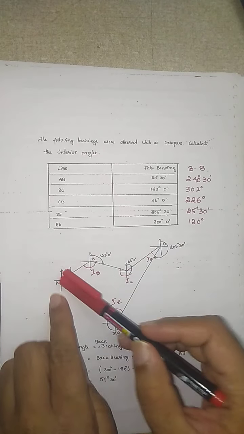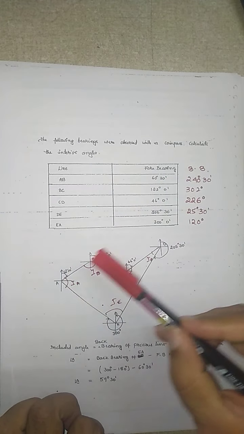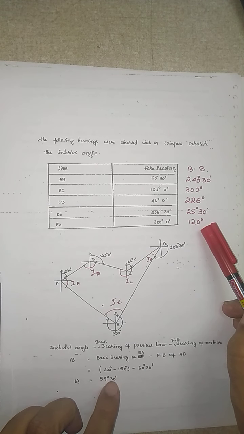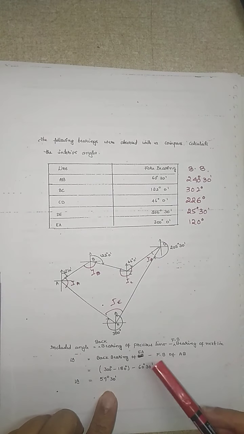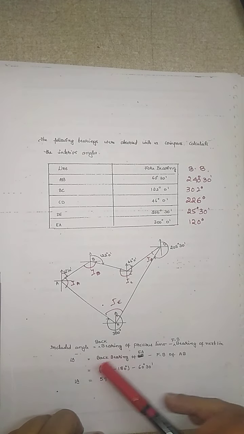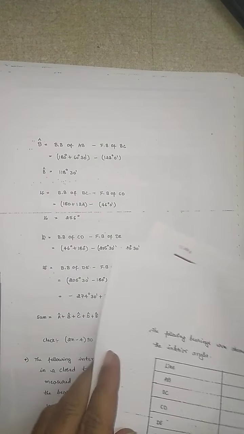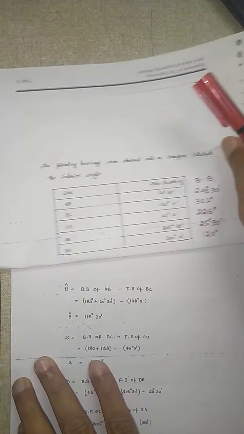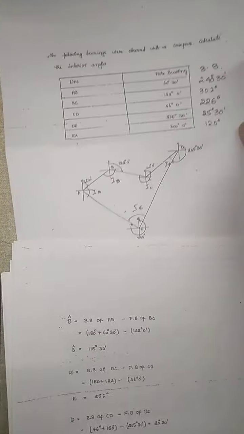First we'll find out the included angle IA. Here comes the point A. What is the formula? Back bearing of the line AE minus forebearing of the line AB. Back bearing of the line AE is 120 degrees. 120 degrees minus the forebearing, which is 60 degree 30 minutes. If you calculate this, you are going to get it like this. Then we will keep these back bearings and forebearings here itself, and the diagram as well, so that it is very easy for you to understand the problems.